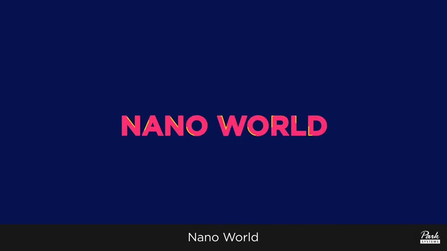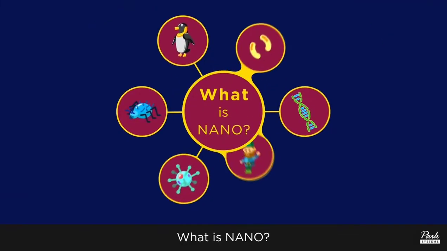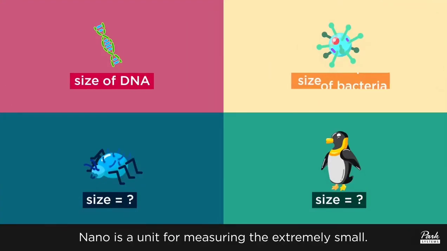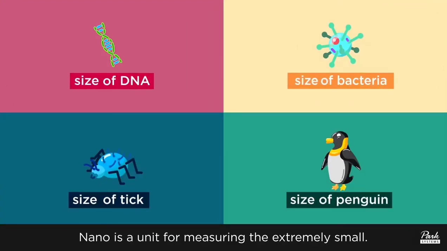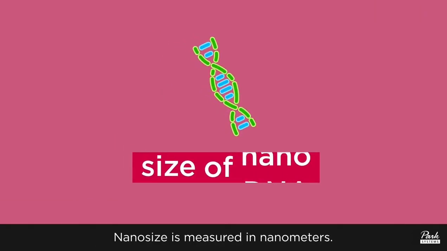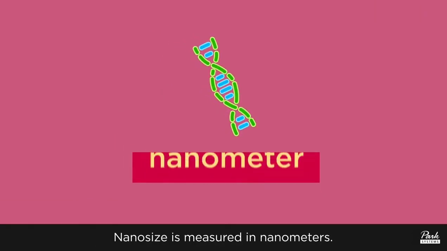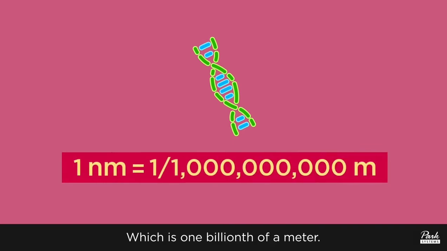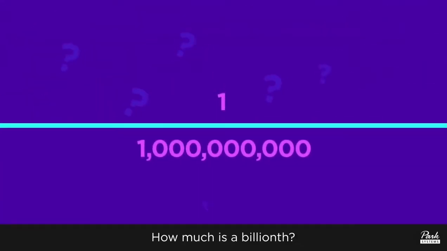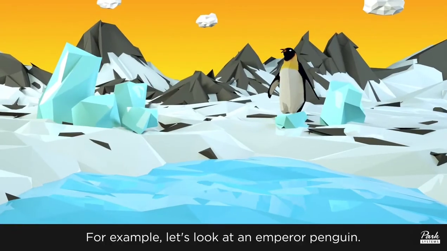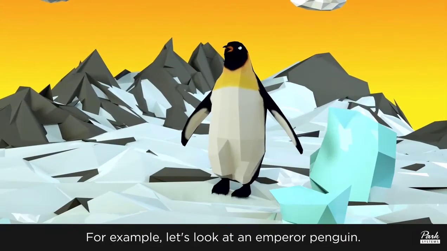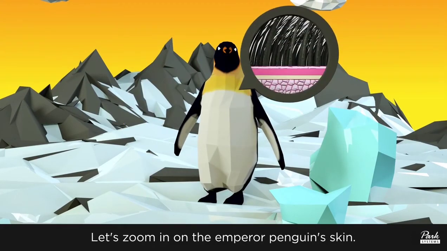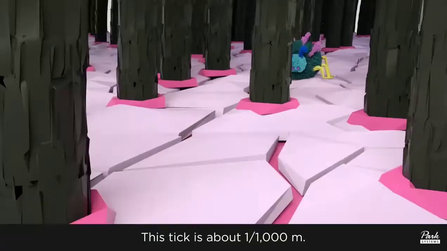Nano World. What is nano? Nano is a unit for measuring the extremely small. Nano size is measured in nanometers, which is 1/1000th of a meter. How much is a billion? For example, let's look at an emperor penguin. Let's zoom in on the emperor penguin's skin.